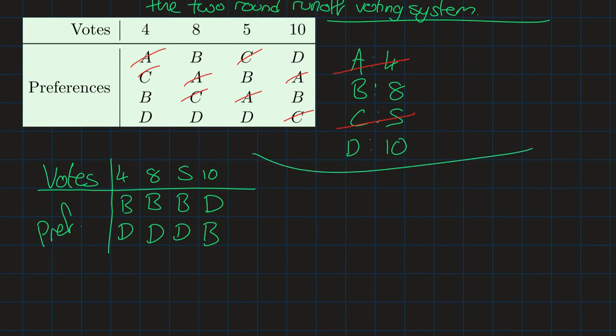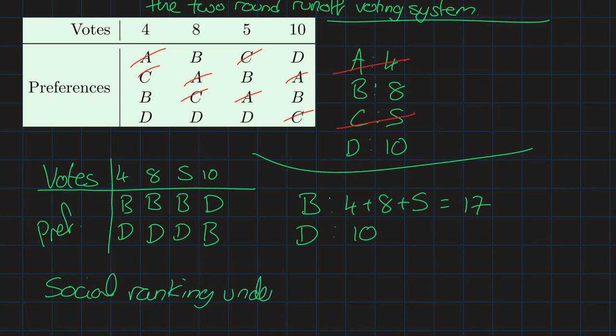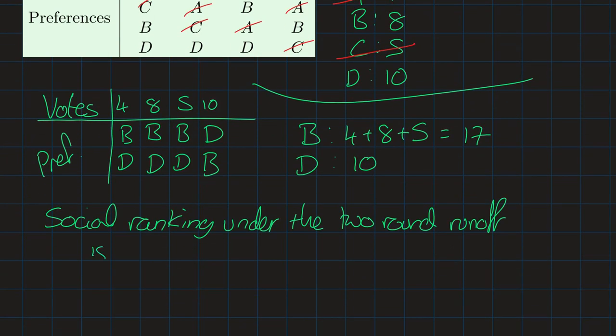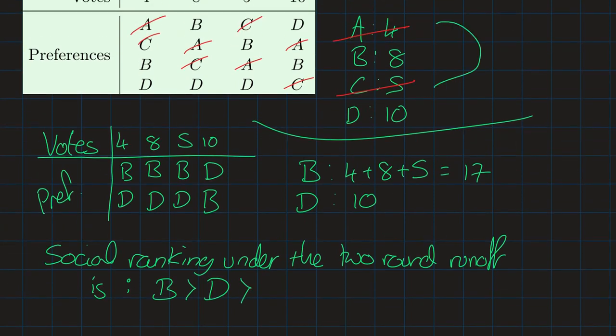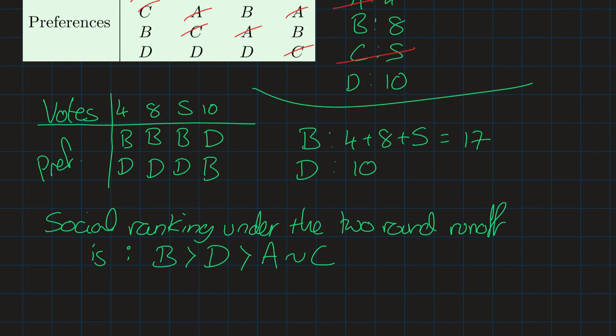Preferences, like this. And now, if I calculate how many top preferences B and D have after I've redistributed, it's 4 plus 8 plus 5, which is 17. And D just has 10. So the social ranking under the two-round runoff is, B came first, D came in second place, and then because I eliminated A and C at the same time, you say they're sort of equivalent. So they come equivalently in third place or last place, however you want to phrase it. So I could write it like this, or I could write it like this. They're equivalent. It doesn't make any difference.